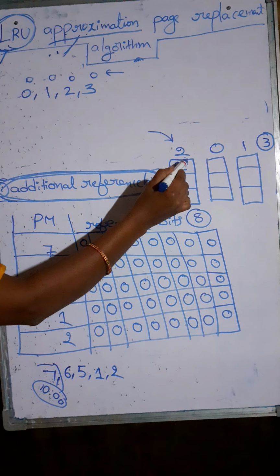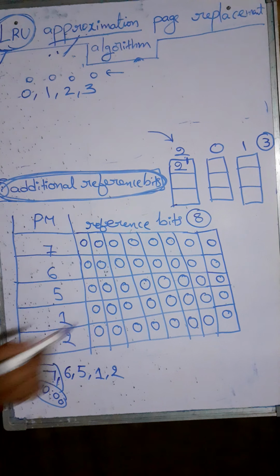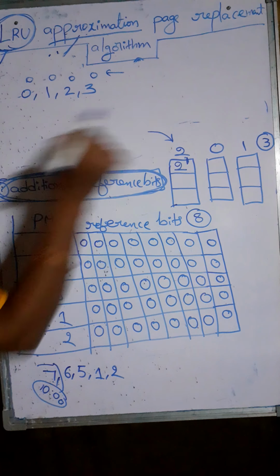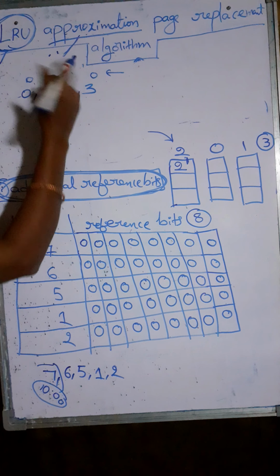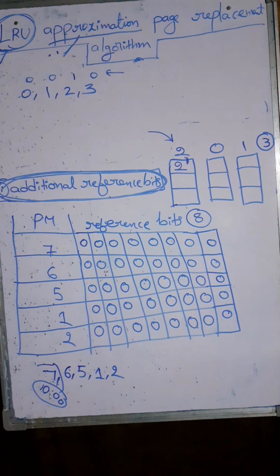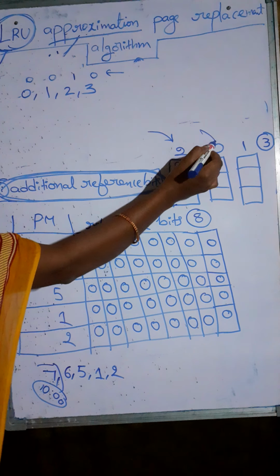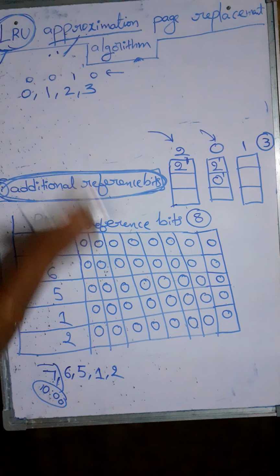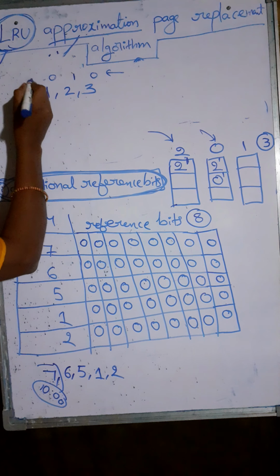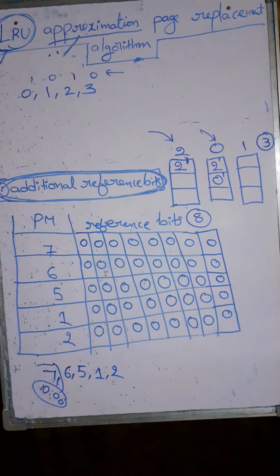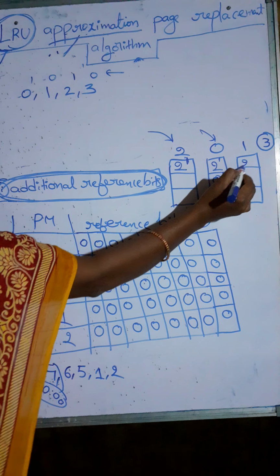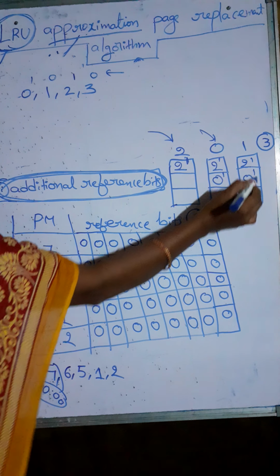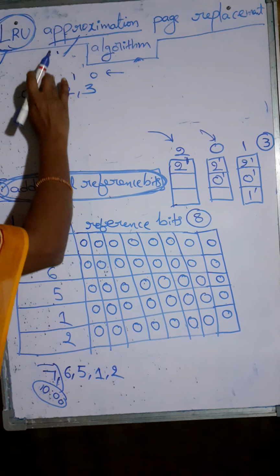When a request is made for a particular page, then for that page, the reference bit should be set to 1. So what is the reference bit now? 1. After some time, request is made for page number 0. That means for page number 0, reference bit is set to 1. After some time, page number 1 is asked. So now reference bit for 1 is set to 1.